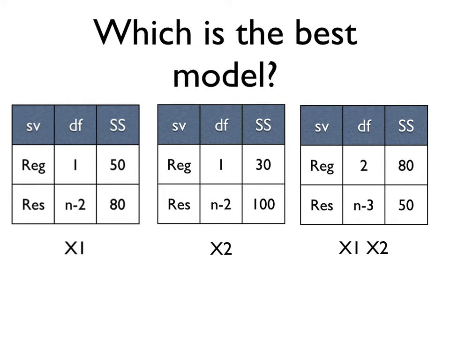Here's a question, though. X1 and X2 overlap. Are they explaining any of the same variance? In other words, so there's Y, and here's two possibilities. Does it look like this? Or does it look like this?